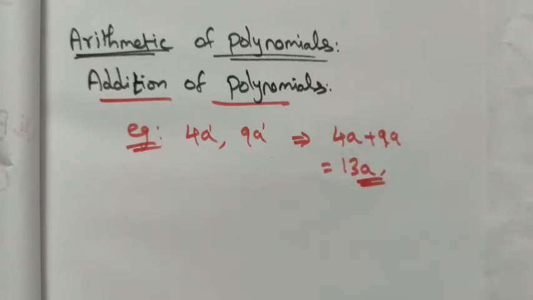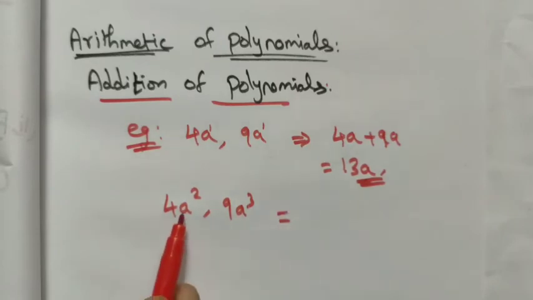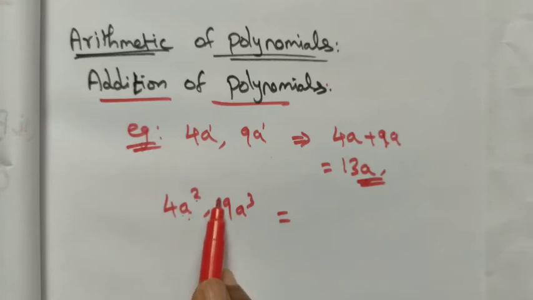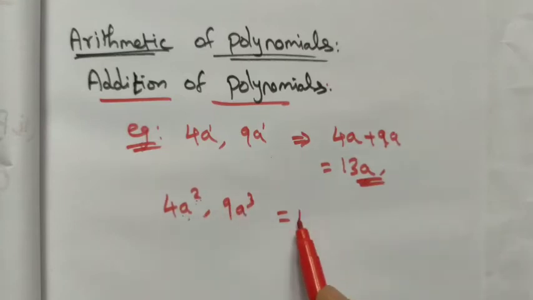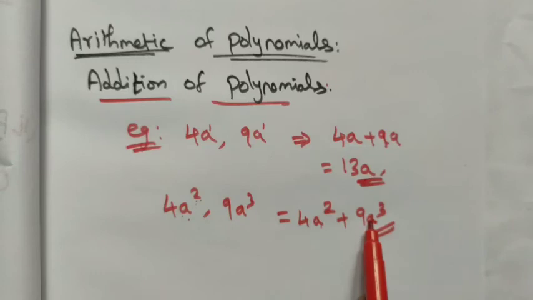This is the answer. Suppose it is an unlike term, that is 4a square and 9a cube. See, the variables are the same, here also a, here also a, but the powers are different. So 4a square plus 9a cube, further we cannot add the terms. Here the variables are the same, but the powers are different. It is an unlike term. So this is the answer, just write the two terms. That's all. 4a square plus 9a cube. That is the answer for addition of the polynomial.